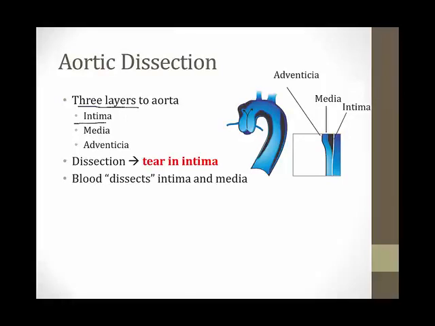So to understand an aortic dissection, you need to recall that there are three layers to the aorta. The intima is the layer right next to the blood that is flowing through the vessel. The media is the middle layer, and the outer layer is called the adventitia. In a dissection, there's a tear in the intima layer of the aorta.